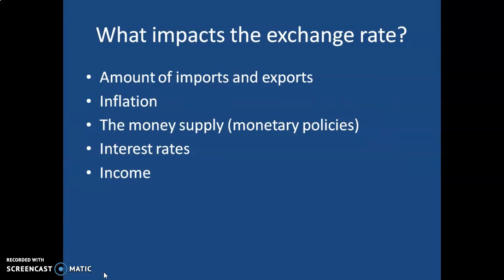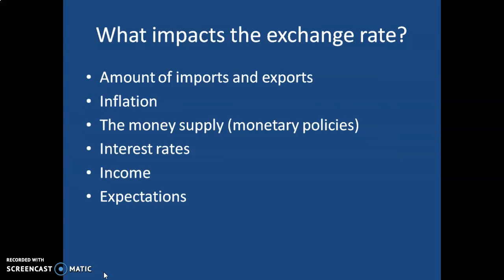Then when we had a recession and incomes went down, a lot of people lost their jobs, you have fewer imports, and that will have the effect of making your currency appreciate. So the higher the income, the lower the value of your currency. Lower incomes have an effect of making your currency more valuable.